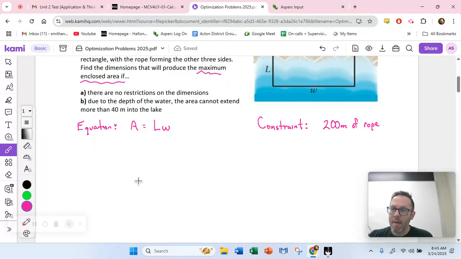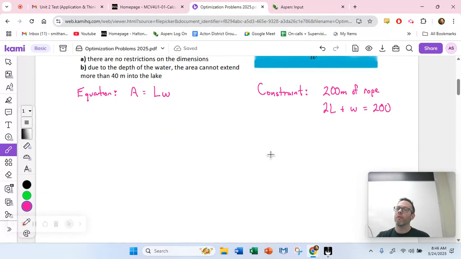That means with 200 meters, we need to make 2 of those lengths and 1 of those widths. Remember, we don't need a width along the beach. And whatever that length and width is, they'll have to add up to 200. And this allows us to get an expression for the width. The width of our swimming area will be the amount of rope minus 2 of those lengths, whatever those lengths are. So far, this is still something that you would have been able to do in your grade 10 math course.